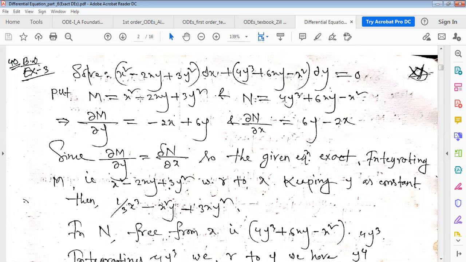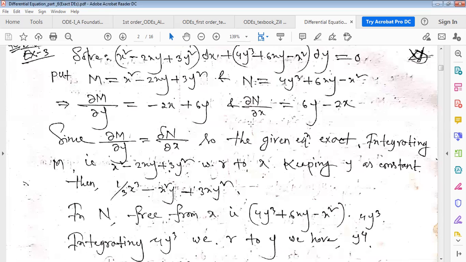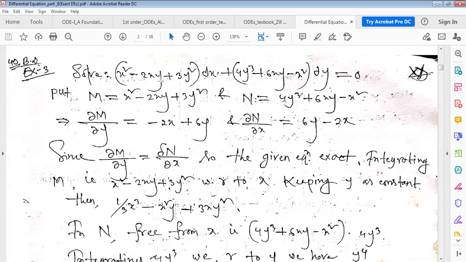So taking the partial derivative of M with respect to y, del M del y. If we take the partial derivative with respect to y, x will be treated as constant. Then we get minus twice x plus 6y, and this is also equal. So del M del y equals what? Del N del x. So we can decide that the given differential equation is exact, because these are equal in this given differential equation. So we can say that this is an exact differential equation.